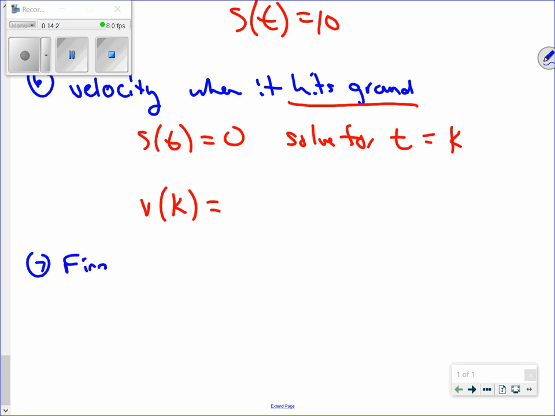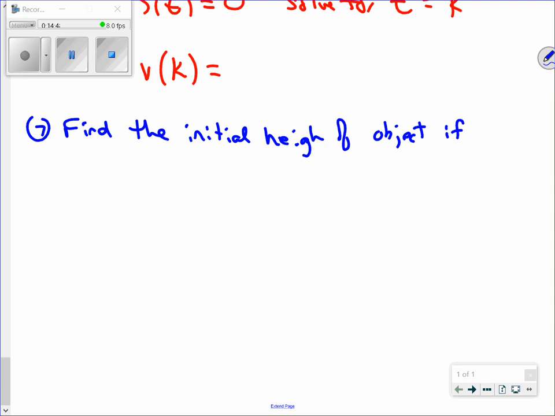Okay? If I ask you to find the initial height of an object, okay, let me find the initial height of a dropped object.